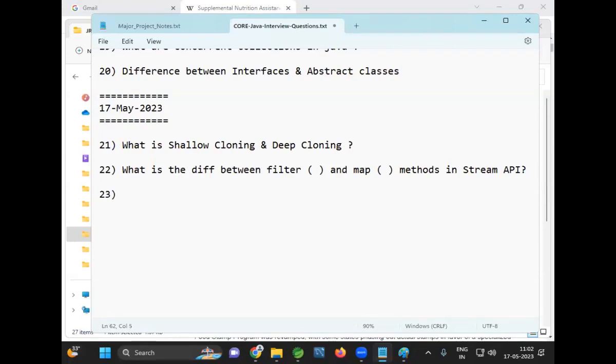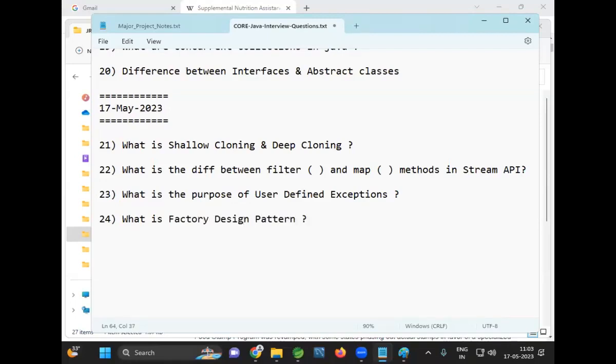What is the purpose of user defined exceptions? What is factory design pattern?